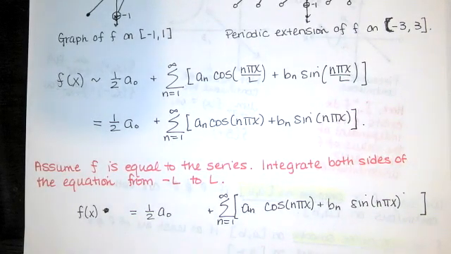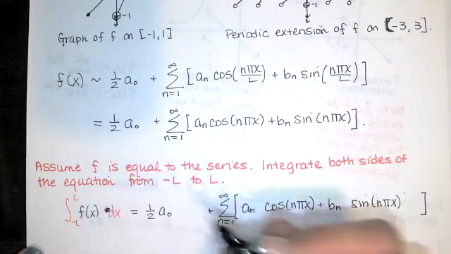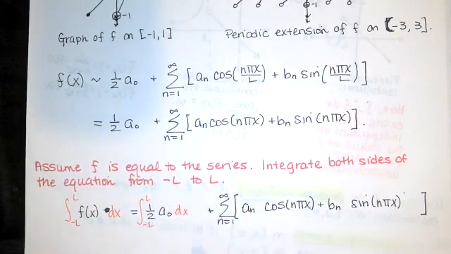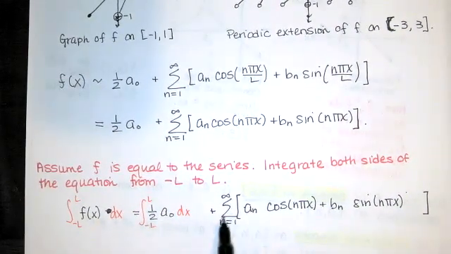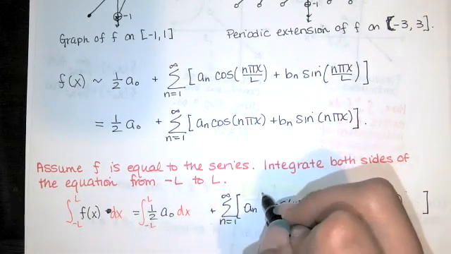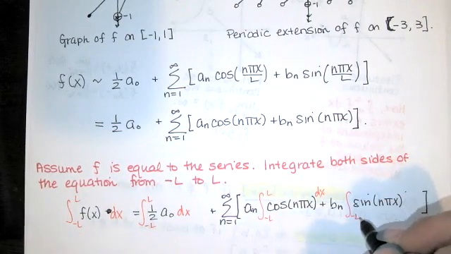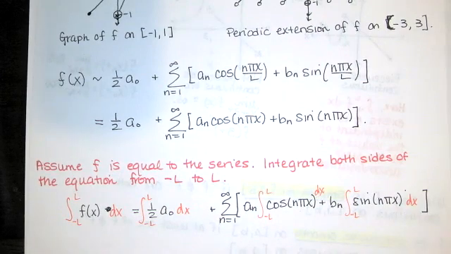And this is what I have. I want to integrate this from negative L to L on both sides. So every term in this summation will get integrated from negative L to L. Now the integral of the sum is the sum of the integrals, so we can pull the integrals inside. And a sub n and b sub n are constants. Now remember those identities from earlier.